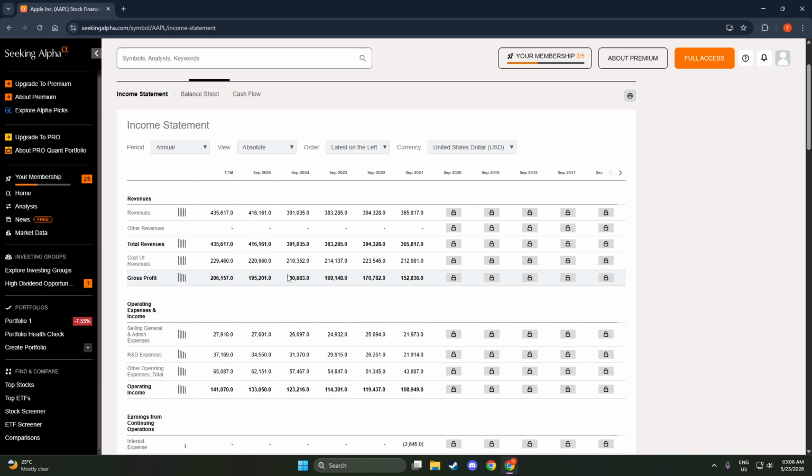Seeking Alpha typically displays multiple years of data here, and if you have a premium subscription, you can usually see up to about 10 years. That extended history is useful for spotting long-term trends, cyclicality, and the impact of major events on the business.